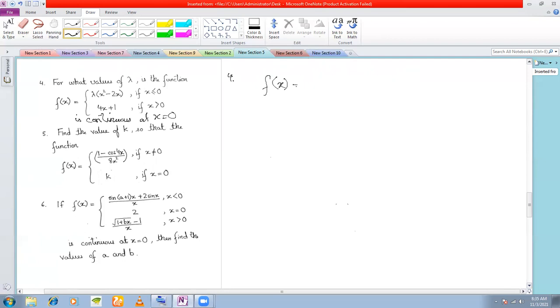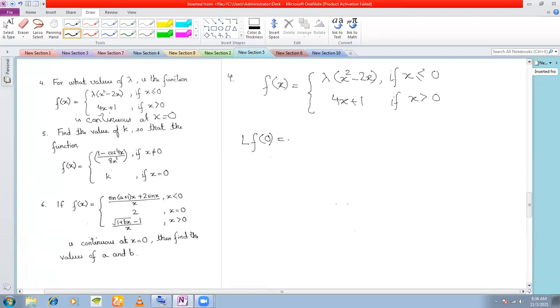Fx is equal to, we write the definition of the function, lambda x square minus 2x if x less than or equal to 0, 4x plus 1 if x greater than 0. Okay, so what is the point given here? X is equal to 0. So we find out the limits, the left hand limit.